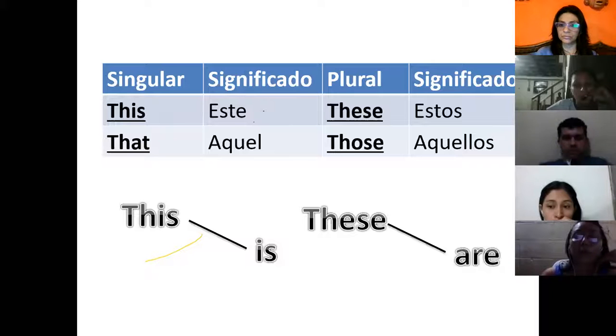This. ¿Para qué vamos a utilizar el this, teacher? Singular. Para singular y para algo cercano. Que está cerca suyo. Cerca. These, y el these vamos a usar para cerca, plural. Pero plural. Okay.